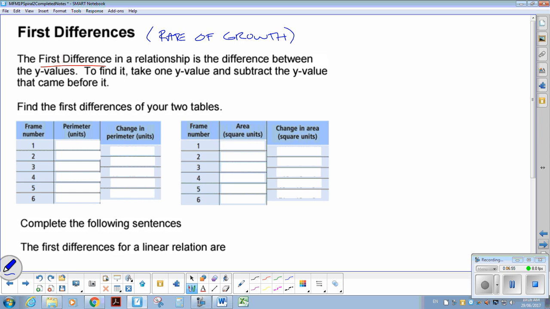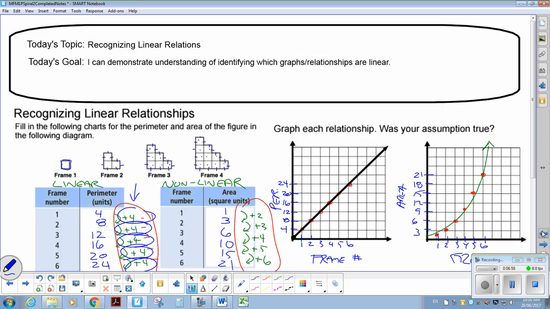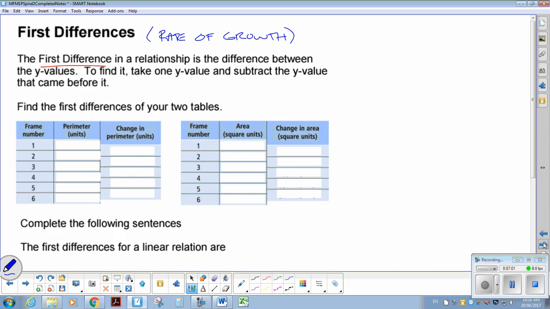All right, so if we fill in the information that we had here, 4 going up by 4s, so 4, 8, 12, 16, 20, 24. For the first difference, I just don't draw in this third column, I just write it like I did on the first sheet. It's going to look like that. And on the other side, 1, 3, 6. So it went up by +2, +3, +4, +5, and +6.